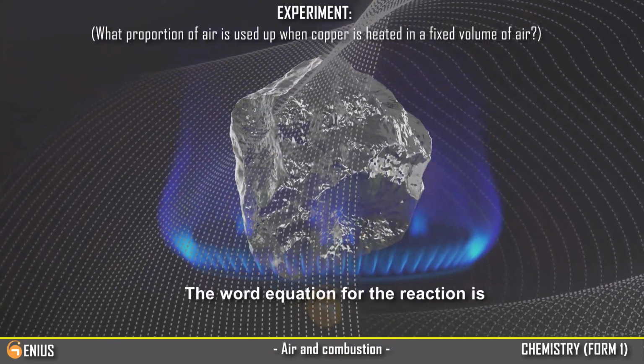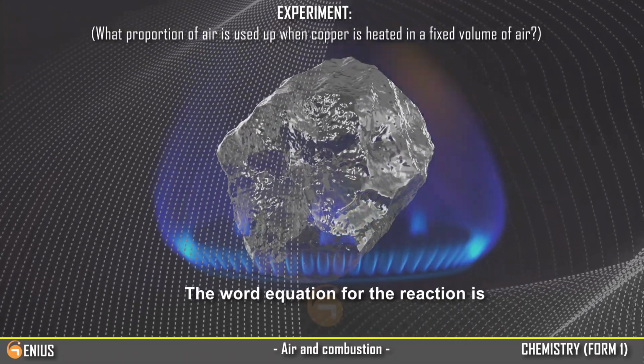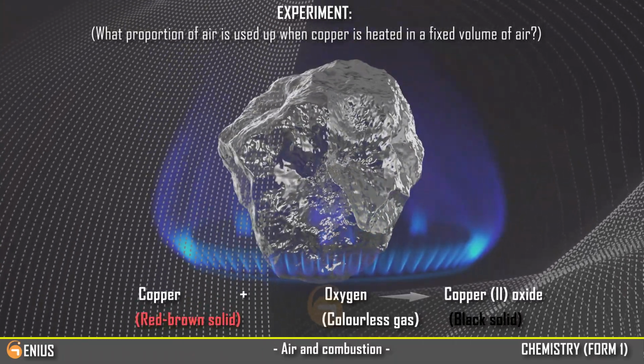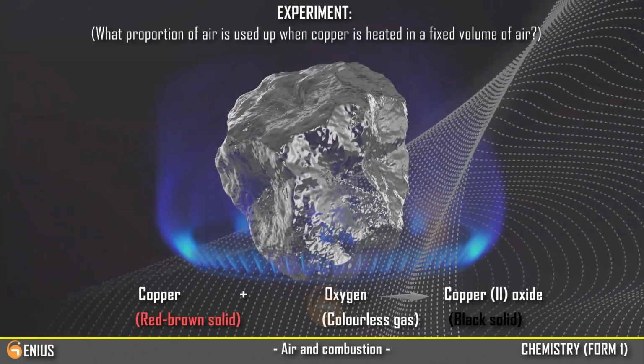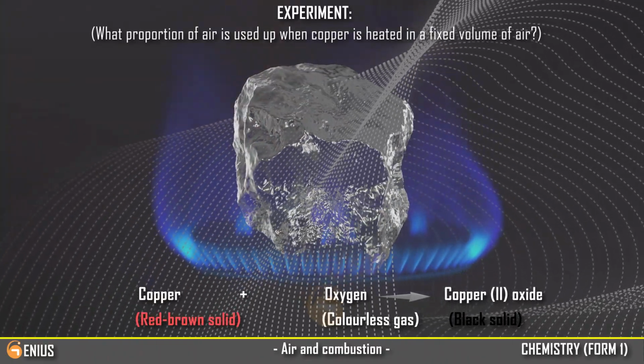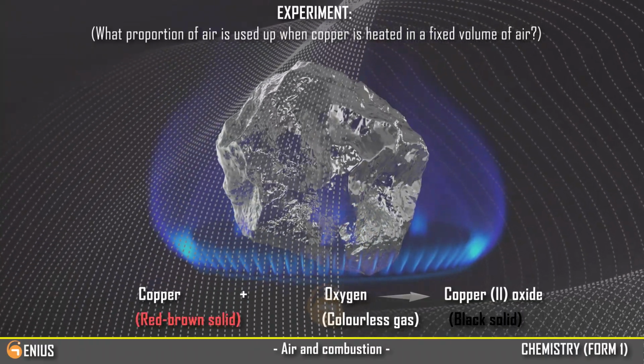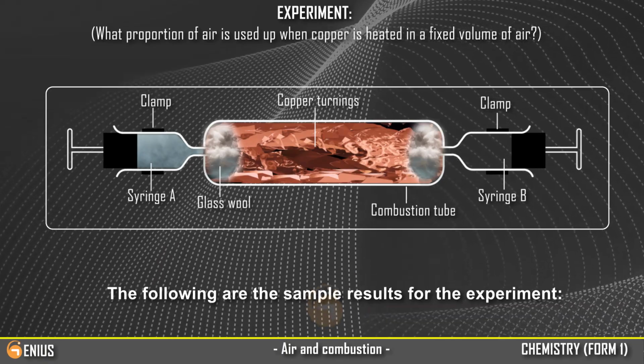The word equation for the reaction is: copper, a red-brown solid, plus oxygen, a colorless gas, forms copper(II) oxide, a black solid. The following are the sample results for the experiment.